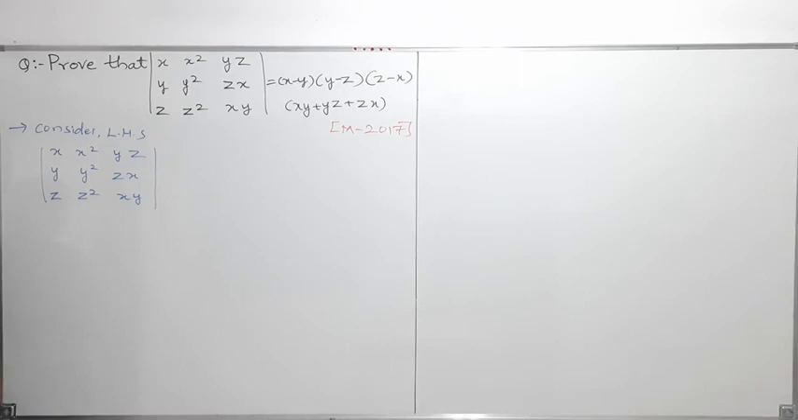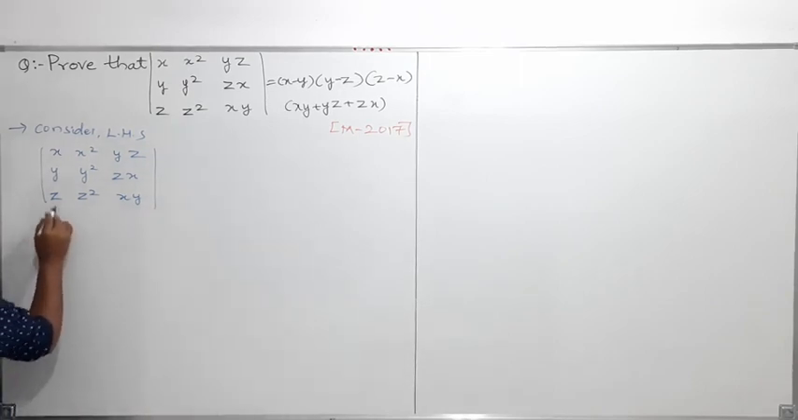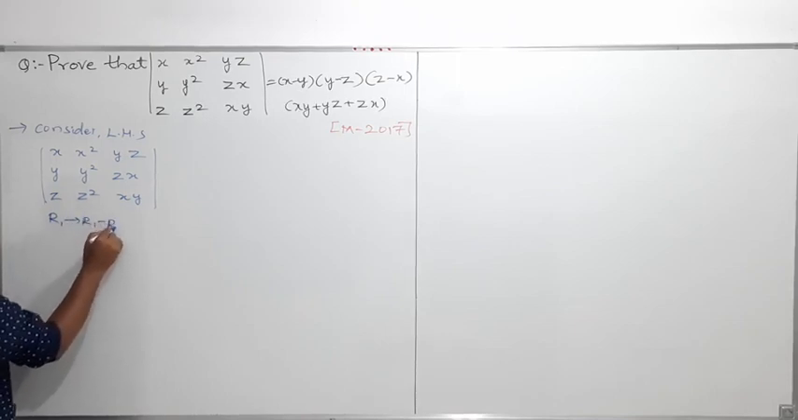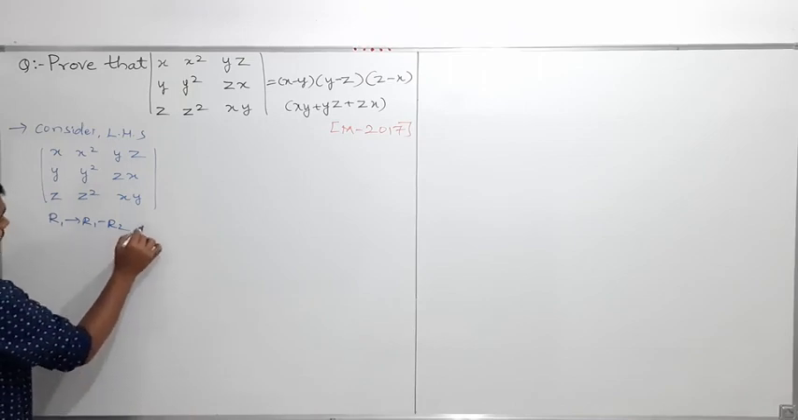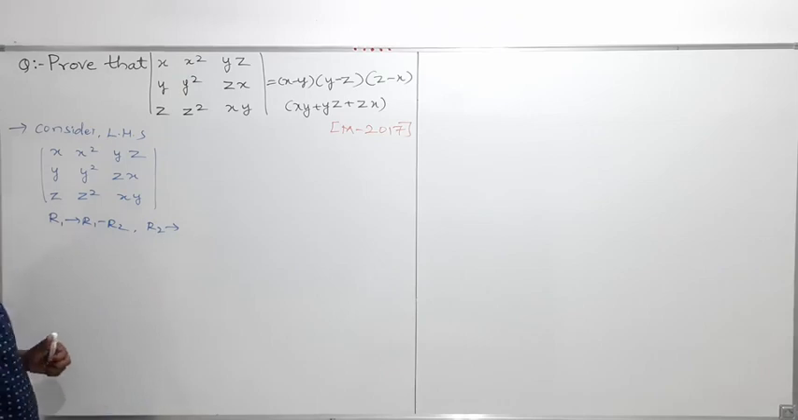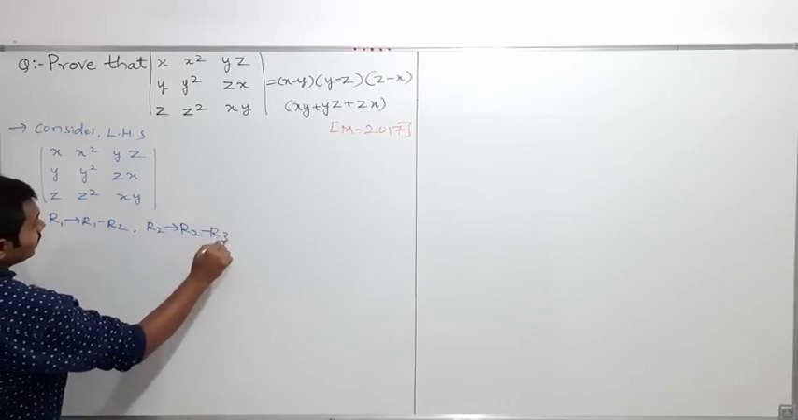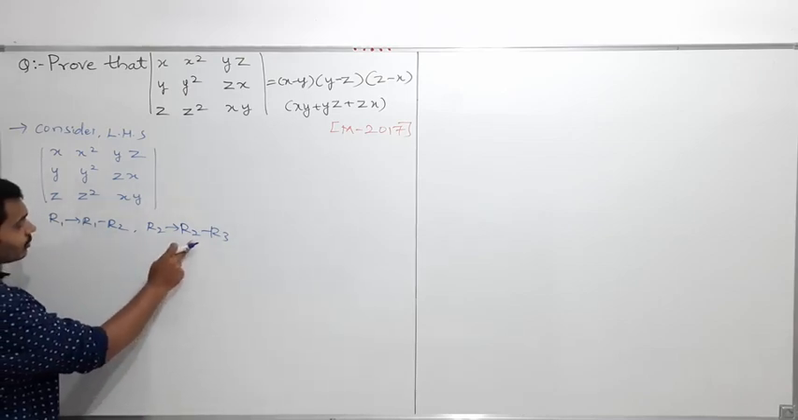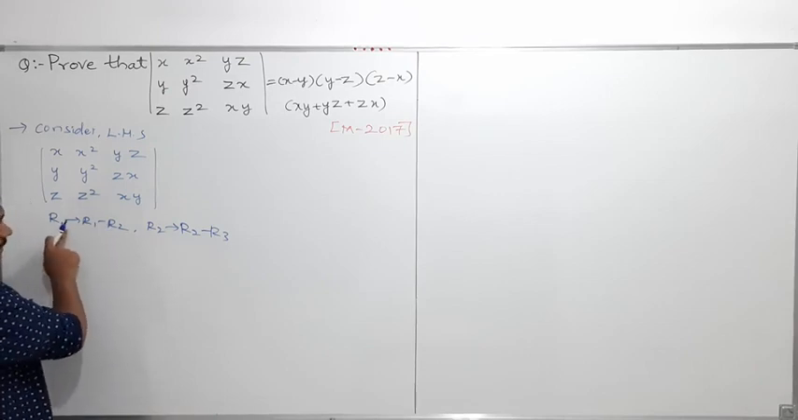And now, my dear students, I am applying the operation like this. Row 1 changes to row 1 minus row 2, because I should get x minus y terms. And another operation I am putting here, r2 changes to r2 minus r3. Here r1 is changing, here r2 is changing.